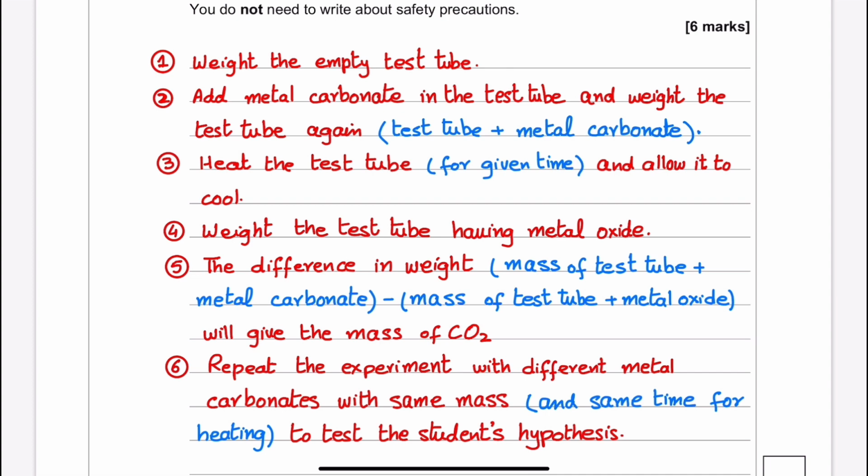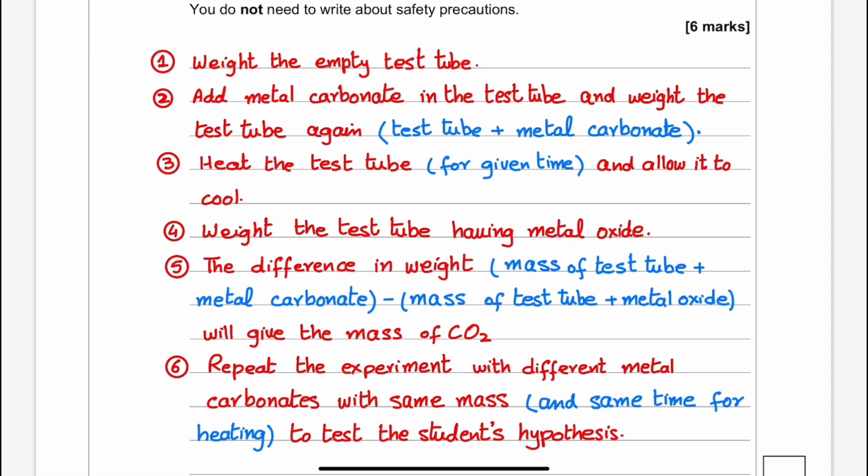Number 1, weigh the empty test tube. Number 2, add metal carbonate in the test tube and weigh the test tube again, meaning the test tube plus metal carbonate. Third step is heat the test tube for a fixed time, for 1 minute, 2 minutes, 3 minutes, or 4 minutes, and allow it to cool down. Step number 4, weigh the test tube having the metal oxide.